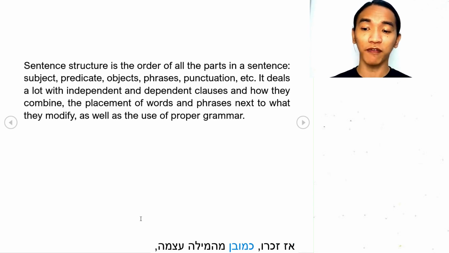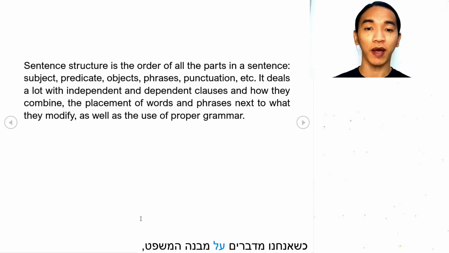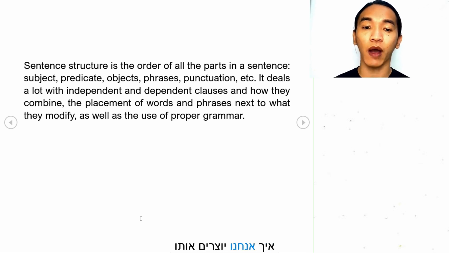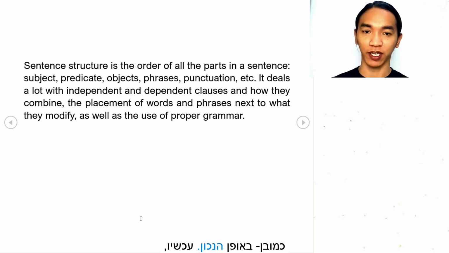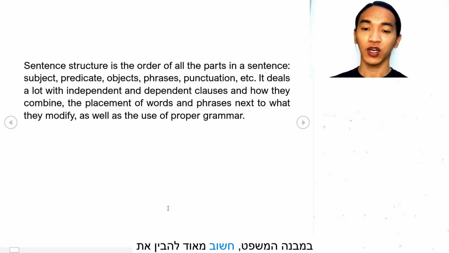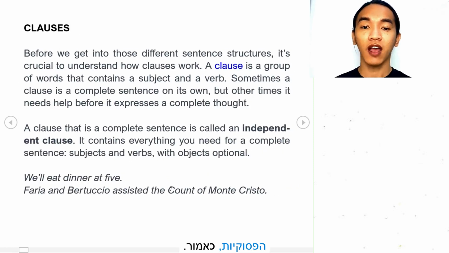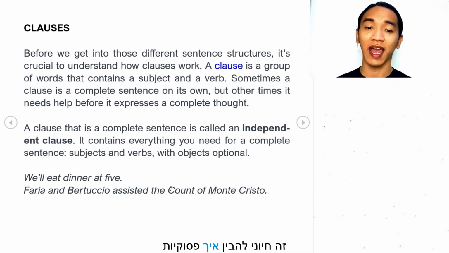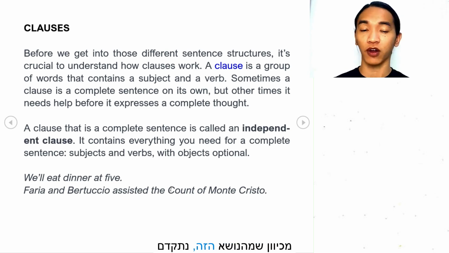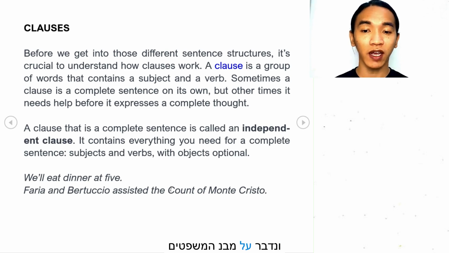So remember, of course, from the word itself, when we talk about sentence structure, this is when we properly construct a sentence, how we form it, and how we put the parts together, of course, properly. Now, in sentence structure, it is very important to understand clauses, as mentioned. So, before we get into those different sentence structures, it's crucial to understand how clauses work. Okay? Because from this topic moving forward, we will be talking about sentence structures involving these clauses.